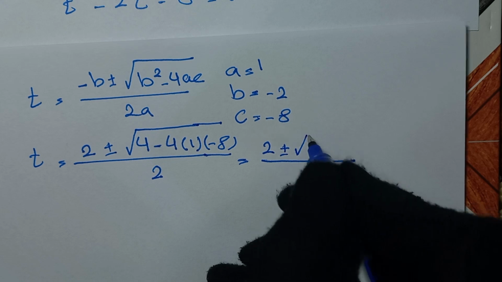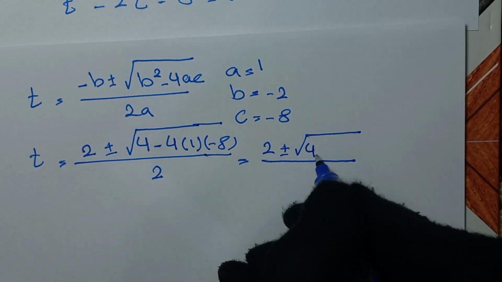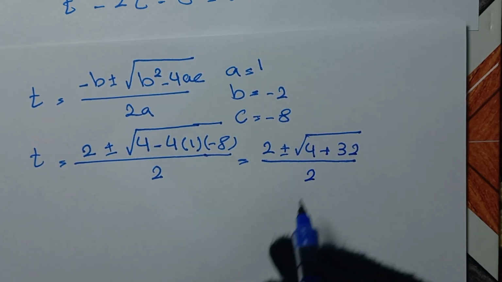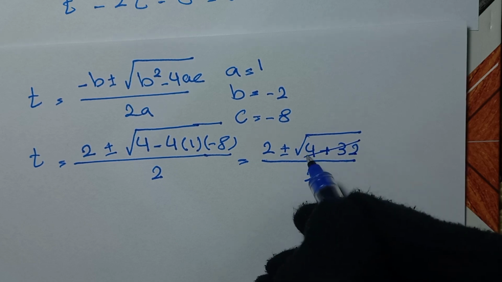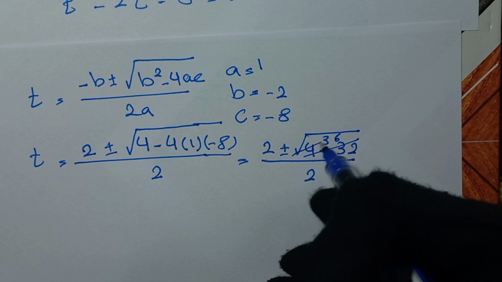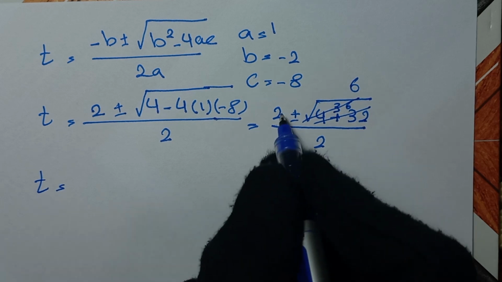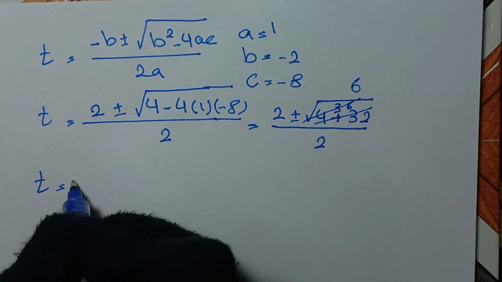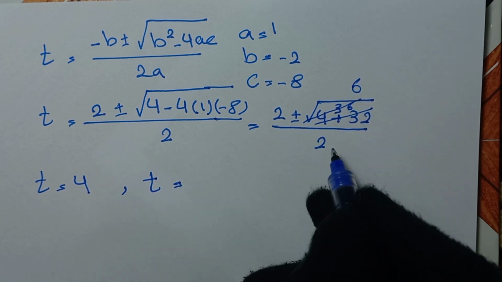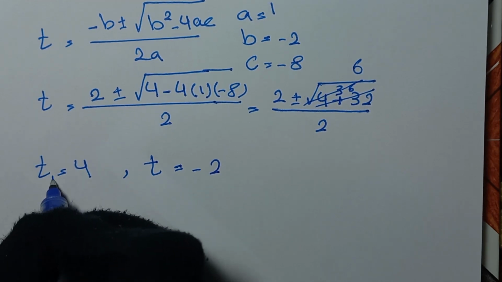2 plus or minus square root of, in here negative times negative, it will be positive, so 4 plus 4 times 1 times 8, it will be 32, over 2. 4 plus 32 is 36, and the square root of 36 is 6, right? So we can write this as 6. So we have two answers for t. t is 2 plus 6, it will be 8 over 2 is 4, and t is 2 minus 6, it will be negative 4, and over 2 it will be negative 2. So we let this as t1 and this as t2.